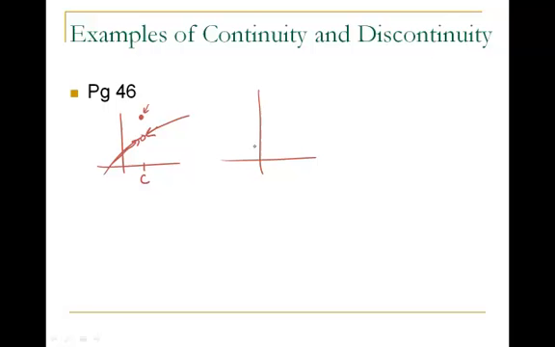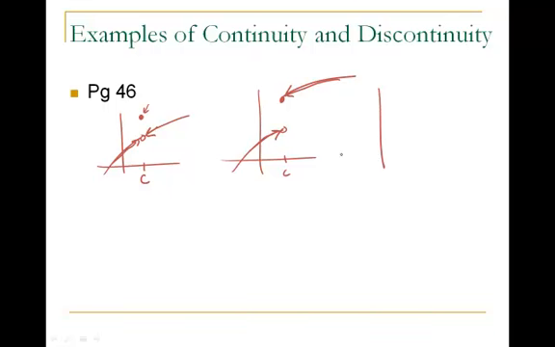The third graph shows a step discontinuity, where the graph actually makes a jump. There is a value for f of c, but the limit doesn't exist, because as I come from the left and the right, I don't come to the same point on the graph.